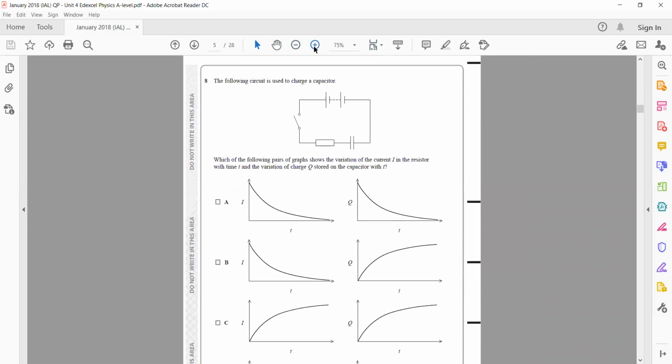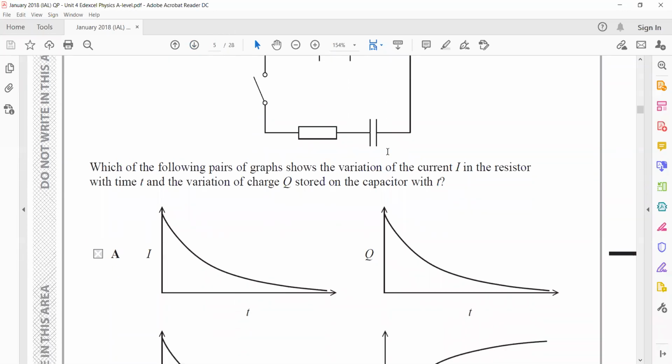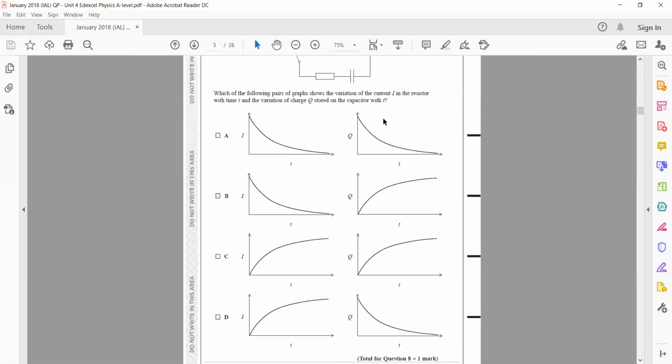I'll read the question because otherwise I have to zoom out. The following circuit is used to charge a capacitor. Which of the following pair of graphs shows the variation of current in the resistor with time and variation of charge stored in the capacitor with respect to time? We are charging a capacitor. So what could be the answer for current? And what could be the current-time graph and charge-time graph for charging a capacitor? What's the answer for question number 8?